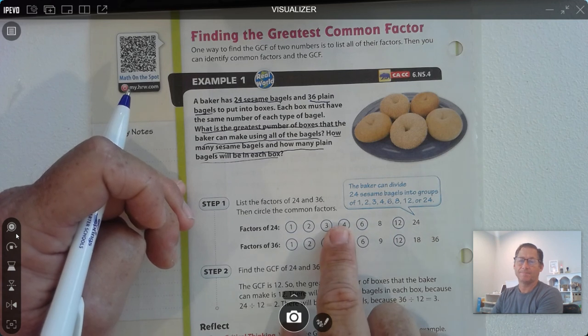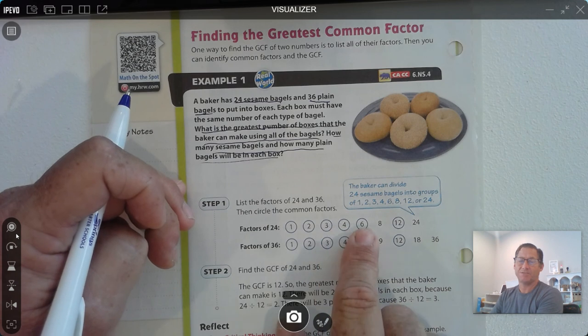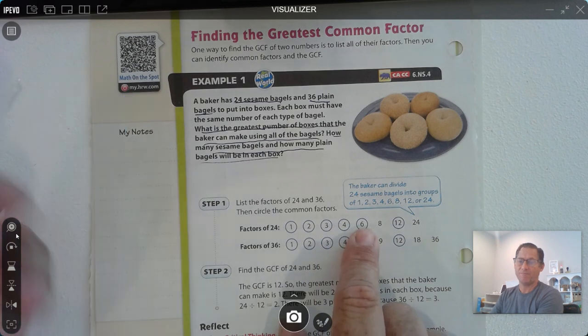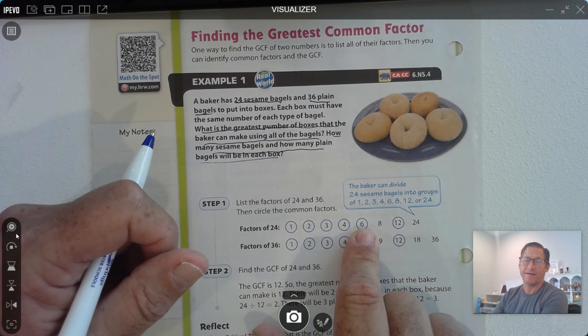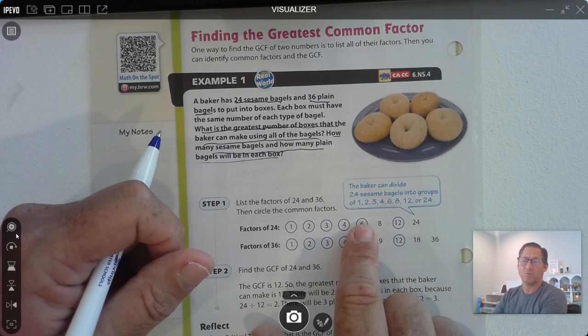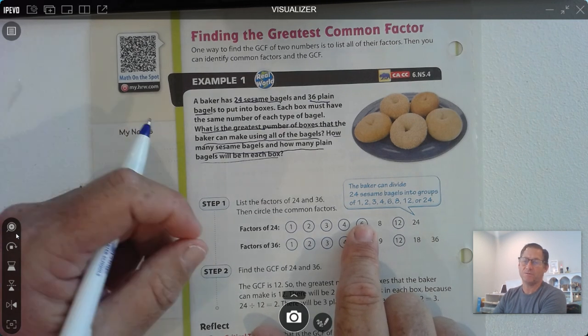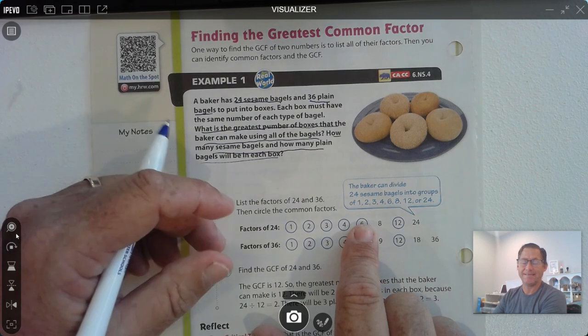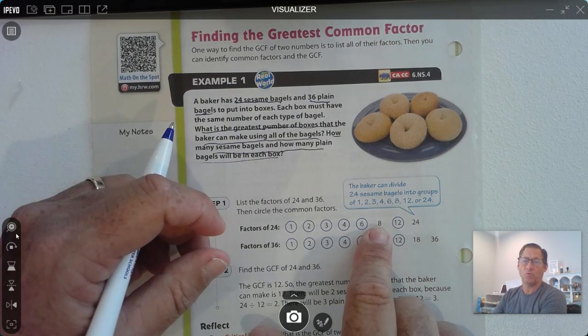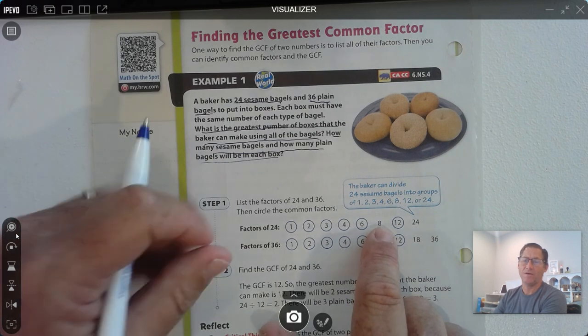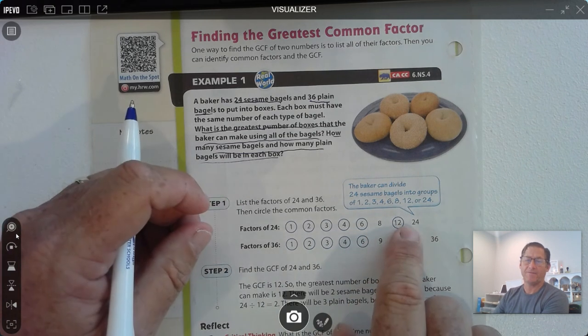4? 4 times 6 is 24. 5 will not work because 24 doesn't end in 5 or 0. We already know 6 will work. 7? No. 7, 14, 21, 28. 8 we already know works. 9, 18, 27, so no. All right, so we basically have all of our factors of 24.